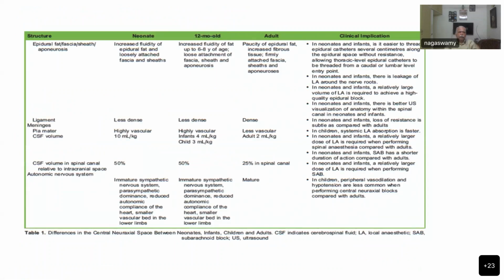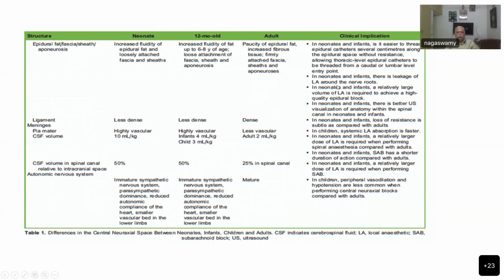Coming to the epidural space, the fat cells are all very fluidic. The epidural fat, even sometimes in adults, is not as firm or flabby as it is in other areas. So epidural fat is always a little fluidic, more like fluid. This makes it easier for epidural catheters to go into the space because they don't cause much resistance, allowing the catheter to be threaded to a larger extent.